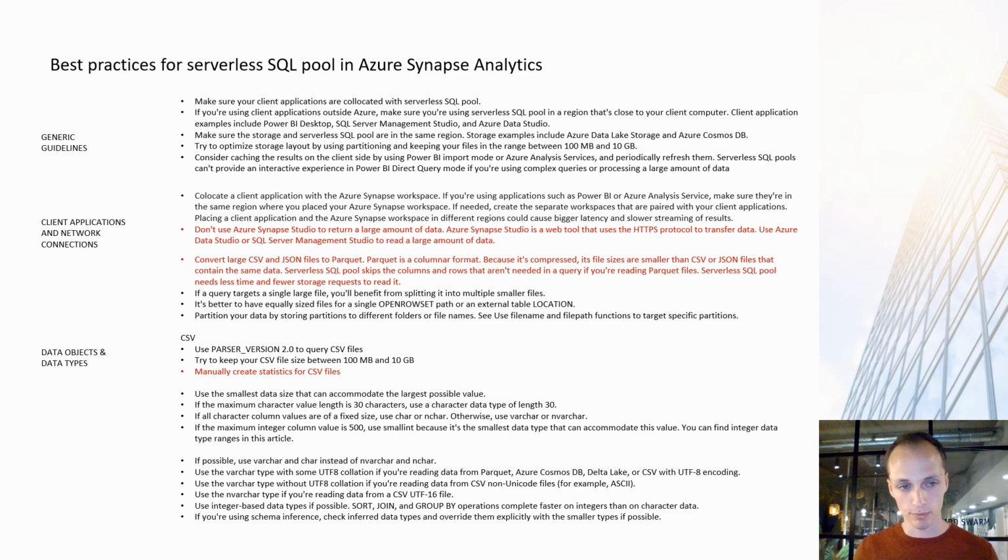You can use partitioning as mentioned in the next bullet point, and then the other ones you can just read through. With regards to CSV, use parser version 2.0 to query CSV files. Try to keep your file size between 100 megabytes and below 10 gigabytes, and manually create statistics for CSV files, so add these additional metadata elements. And then some things on the varchar and so on. All right, let's go to the next slide.